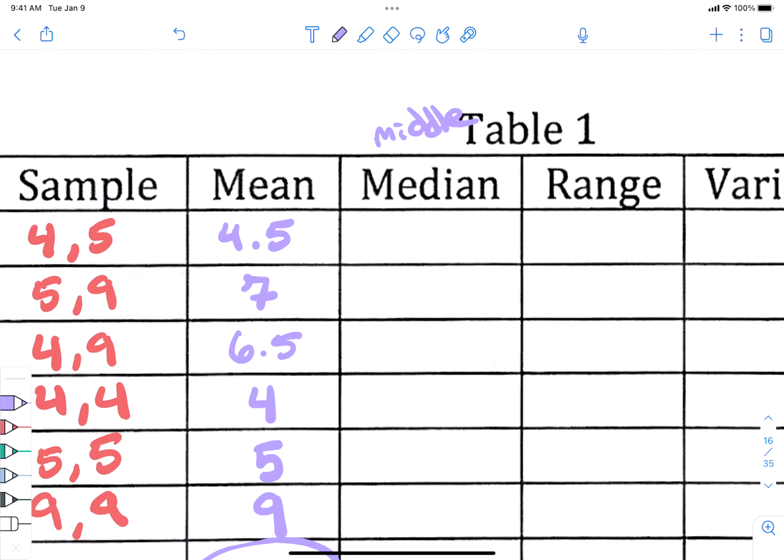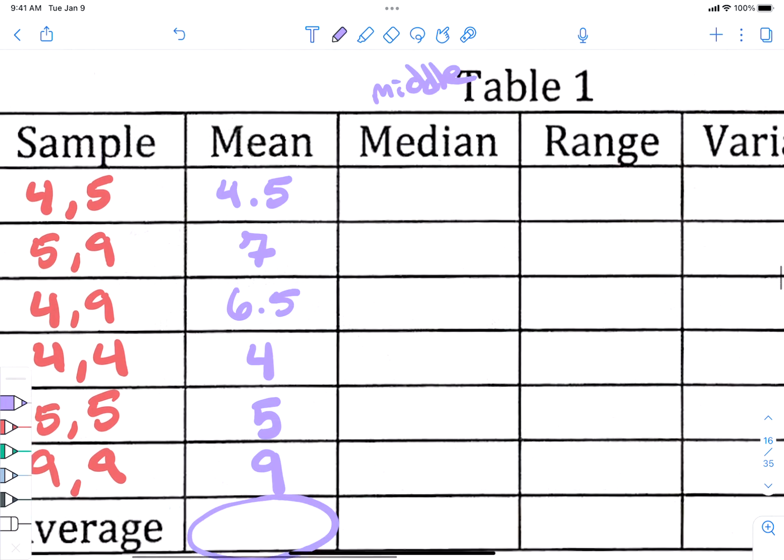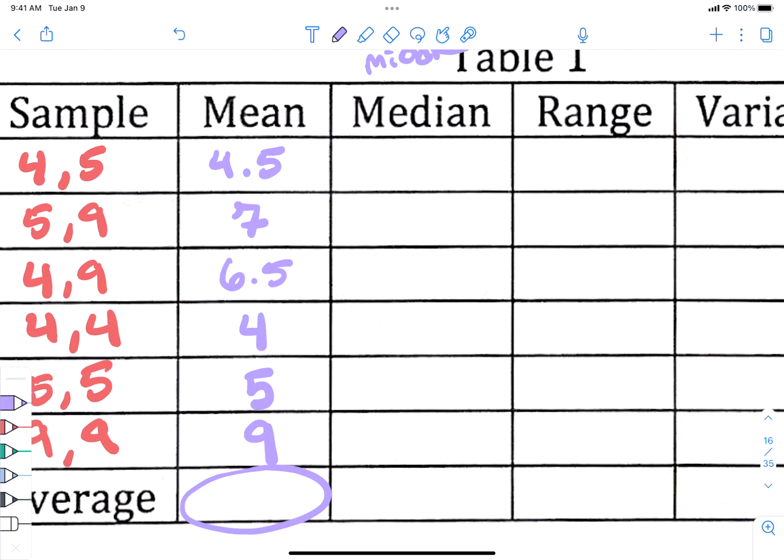So it's going to be the same as the mean, right? In the mean, you are finding the average, or the middle of the 2 numbers. So your median list is going to be exactly the same as your mean list over here: 4.5, 7, 6.5, 4, 5, and 9. Do you guys understand why that is? Yep. Because you have 2 numbers, your mean and your median are going to be the same.